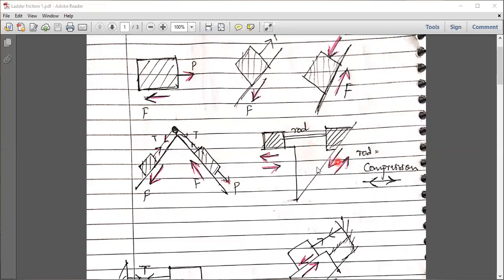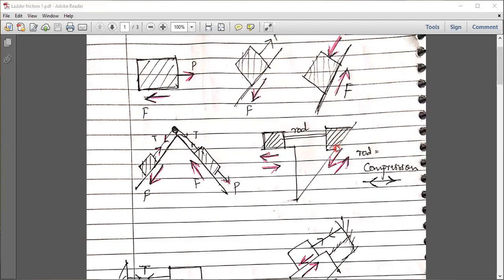So this is an arrangement where there are two blocks connected with the help of a rod, and one of the blocks is on an inclined plane and one block is resting on a horizontal plane as shown, and this is a rod, a metallic rod probably. Here the behavior of the rod is completely different from the behavior of a string. Now a rod is a compressive member, where I said reactive forces.